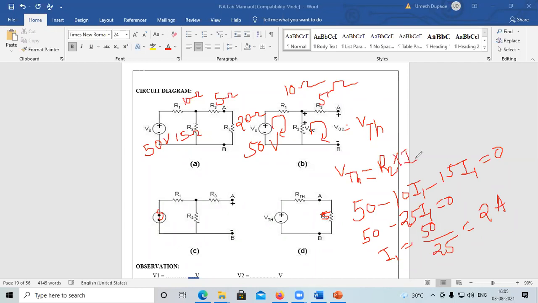Okay, so what is the value of R2? R2 ची व्हॅल्यू काय आहे? Value of R2. Hello.